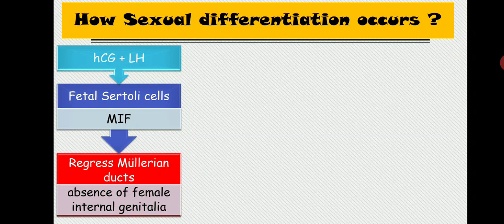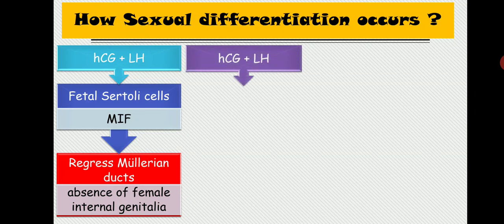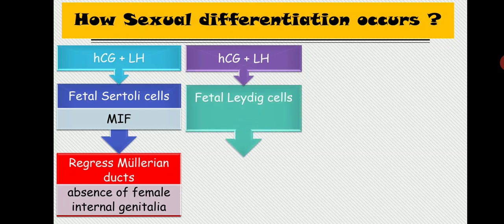So there are two types of duct that we mentioned in our previous slide. This Mullerian duct is going to make the internal genitalia of a female, and the Wolffian duct will make the male internal genitalia, right? So in order to differentiate into a male, we have to regress the Mullerian duct and we have to stimulate the Wolffian duct. So this is about the regression of the Mullerian duct. Now how does the Wolffian duct get stimulated? Again the same hormones, HCG and LH, will stimulate the fetal Leydig cell, again the male fetal Leydig cell.